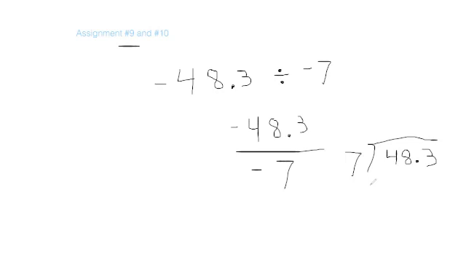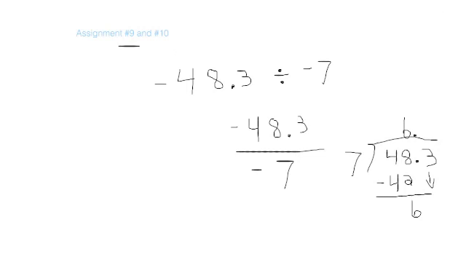So 48 divided by 7. How many times does 7 go into 48? It actually goes in there 6 times. 7 times 6 is 42. So 42 right here, and then you subtract 48 and 42, so that's going to be 6 down here. Then that 3, we're going to drop down. And remember, because there's already a decimal here, we need to put the decimal right here.